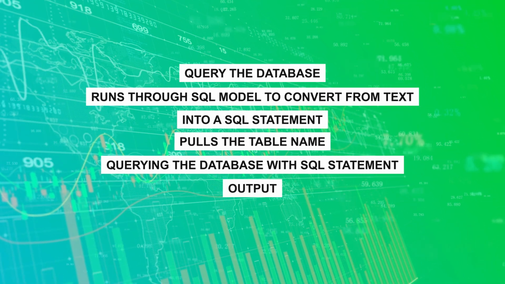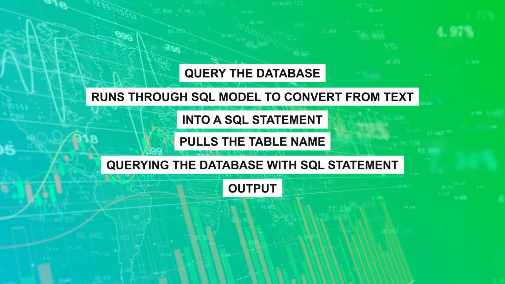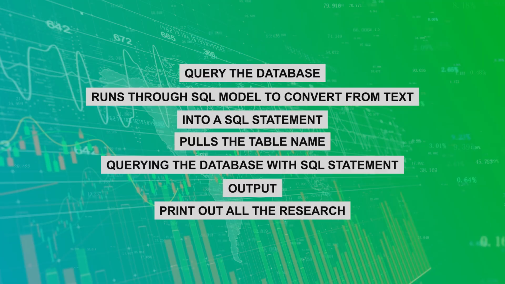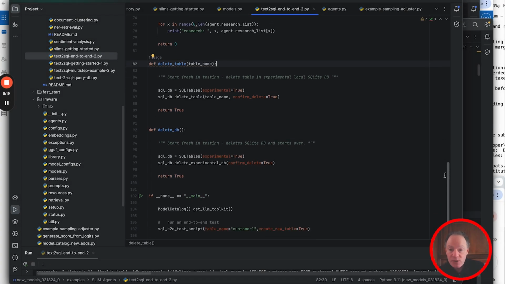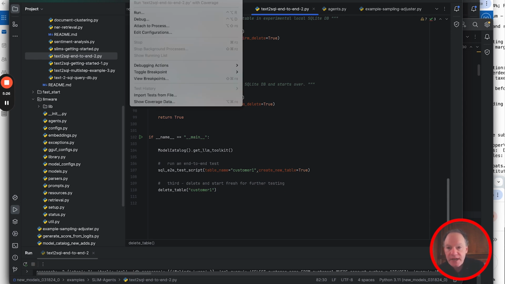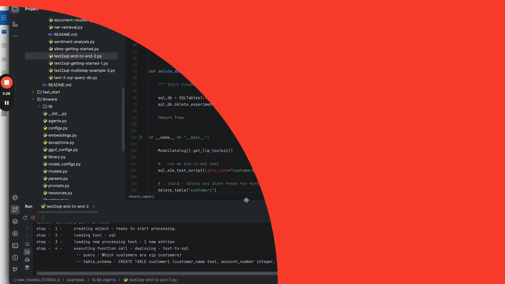And the output is aggregated in the agent research list. So then at the very end, what we're going to do is we're going to print out all the research from it. And then finally, the last step we're going to see is we're going to delete the database table. So every single time we're starting fresh. So hopefully that gives you a good idea. Let's go ahead and run the example.